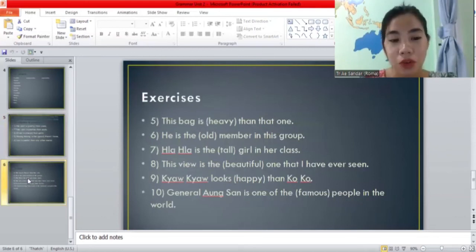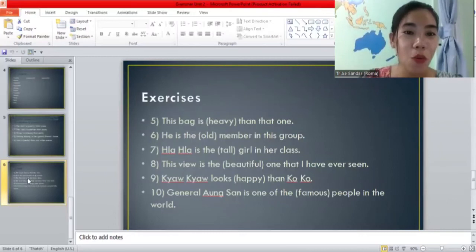So this is the exercise that you have to do. There are 10 sentences, and I suggest you do this one. This is the end of unit 2.